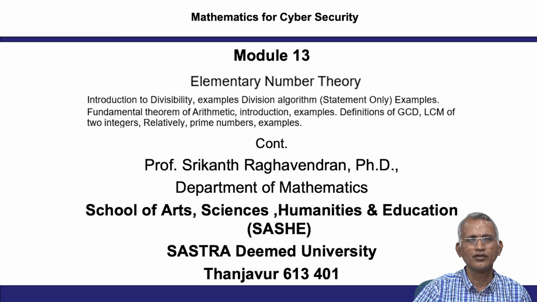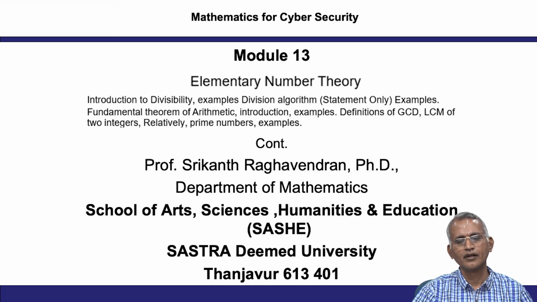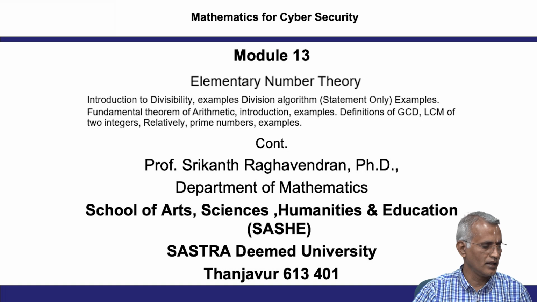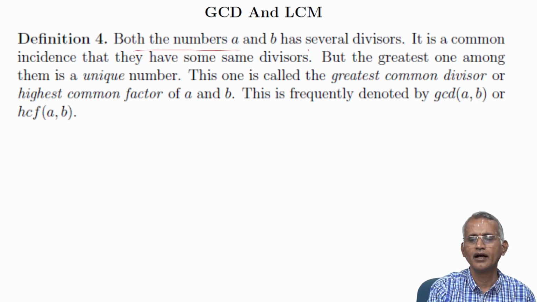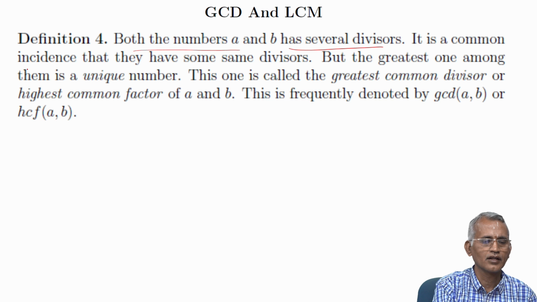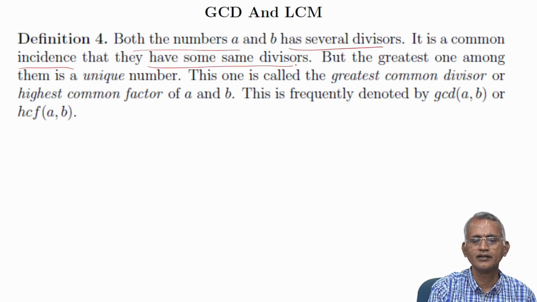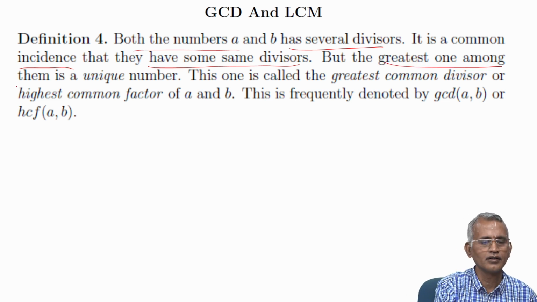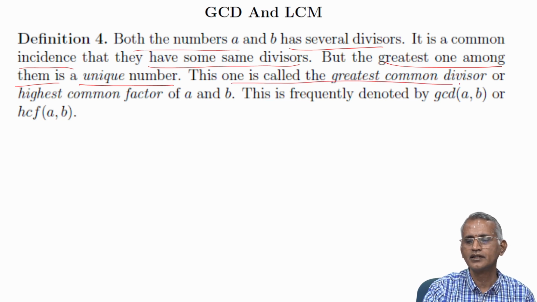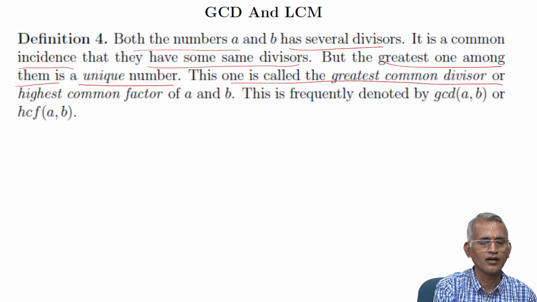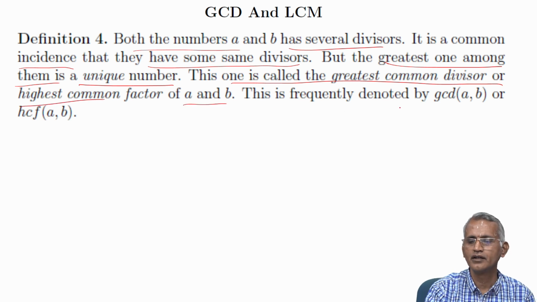So, next we are going to discuss the GCD and LCM. Definition: both the numbers A and B have several divisors. It is a common incidence that they have some same divisors, but the greatest one among them is unique. That one is called the GCD or greatest common divisor or highest common divisor of A and B.